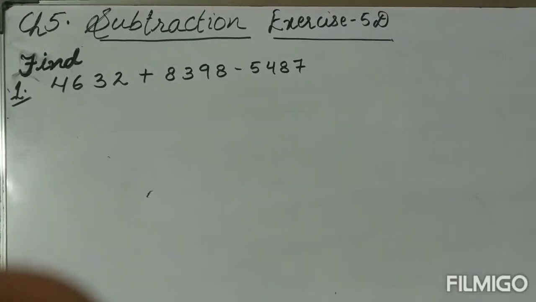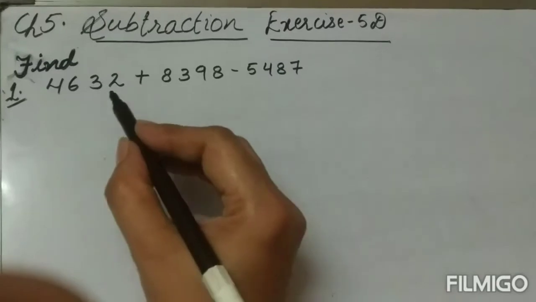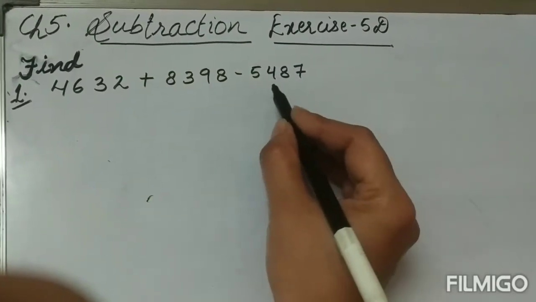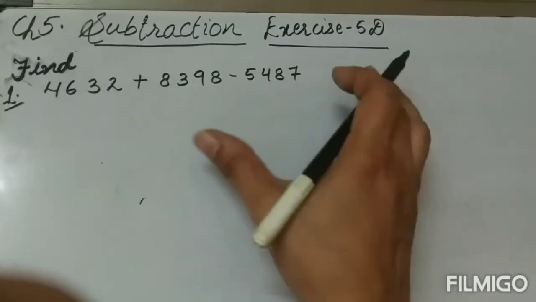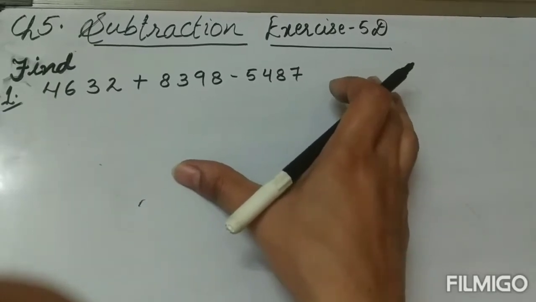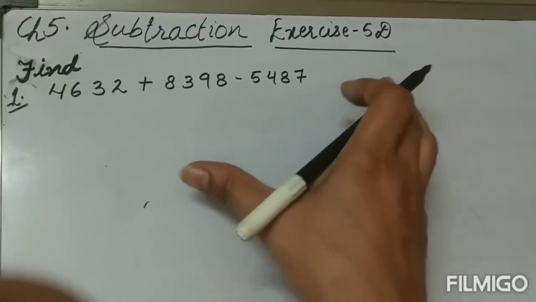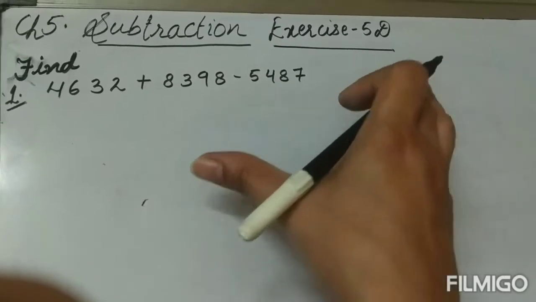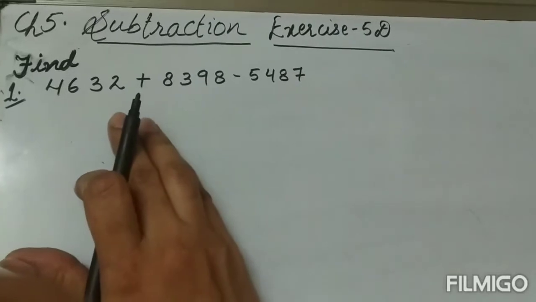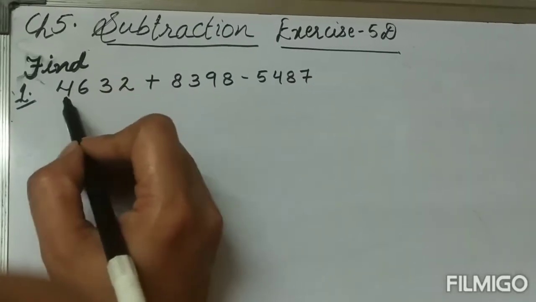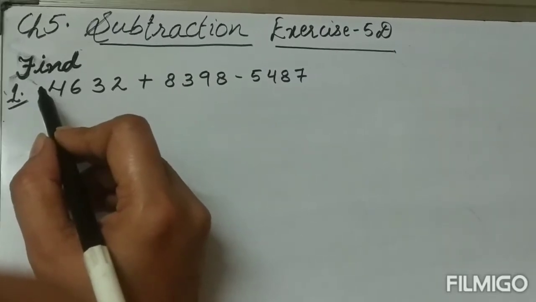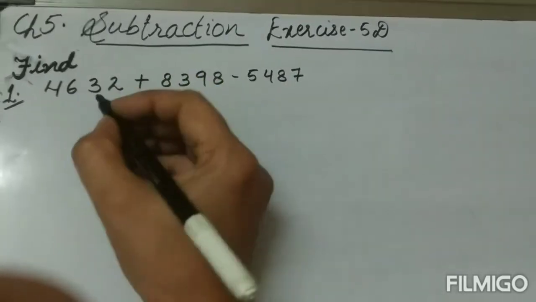Our first question is find 4632 plus 8398 minus 5487. We have to solve this question, and I have explained earlier what we do in the first step. We add the numbers with the same sign. Our first number, which does not have any sign, means it has a plus sign. So we will add these two numbers in the first step.